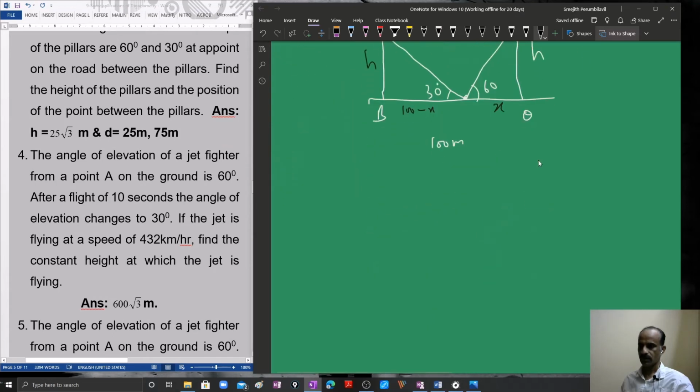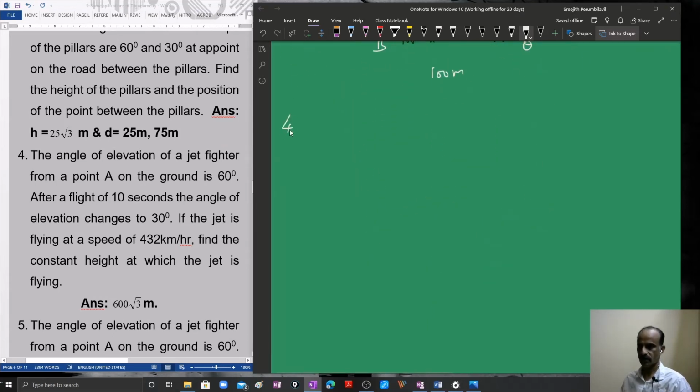Question number 4. This is an important question. We will discuss it in detail. The angle of elevation of a jet fighter from a point A on the ground is 60 degree. After the flight of 10 seconds, the angle of elevation changes to 30. That means the fighter plane is going away from you, not coming towards you. If it comes closer, you have to look at a larger angle, so the angle of elevation increases. Now it is going away, so the angle decreases.